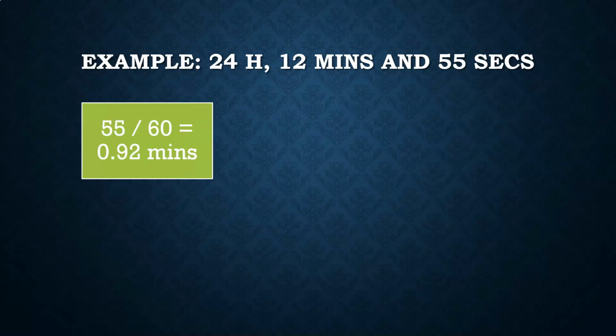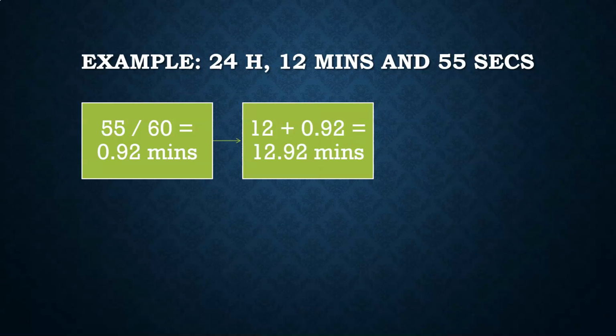All right, here we've got 24 hours, 12 minutes and 55 seconds. So we're going to go 55 divided by 60. I'm just taking the written information out now and getting it more just the formulas. So 55 divided by 60 is 0.92 minutes. We're going to add that to the minutes we've got, 12. So 12 plus 0.92 is 12.92 minutes. So that's our minutes and our seconds.